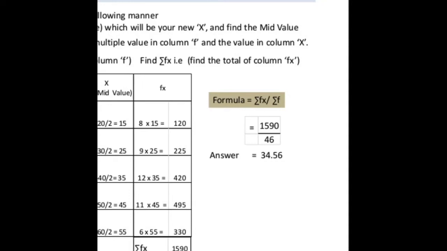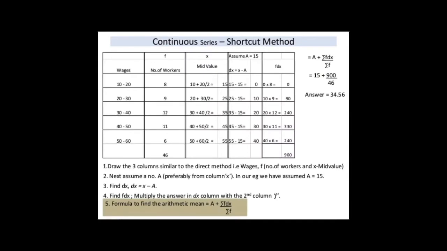Now putting the values in the formula, sigma fx upon sigma f, sigma fx is 1590 and sigma f is 46. So we get the answer. The mean using direct method in continuous series is 34.56.